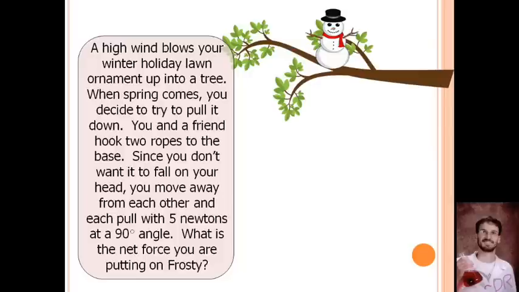So we got a high wind, and it blows your winter lawn ornament up into a tree. Well, when spring comes, you got to get Frosty back out of the tree. So you and a friend, you hook 2 ropes to the base. You don't want to pull straight down on it, because then it's going to fall down on your head. So you hook those ropes up at angles. We'll say 90-degree angle. And you're pulling at 5 newtons each.